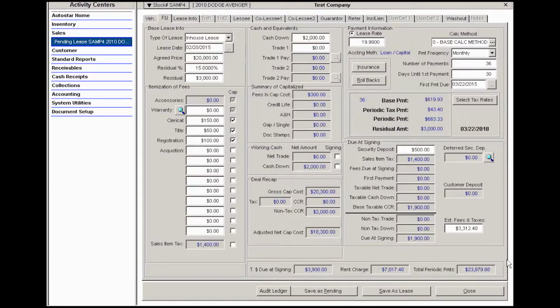And that's how you fill out the Lease F&I screen when you're creating a lease. It can be a bit intimidating at first, but if you break it down section by section and you know how those sections work together, then it's a little easier to understand how you come to this total periodic payments in the lower right corner of your screen. Once you're finished, you would complete the tabs and then save your lease, print your documents, and have the customer sign the lease contract.